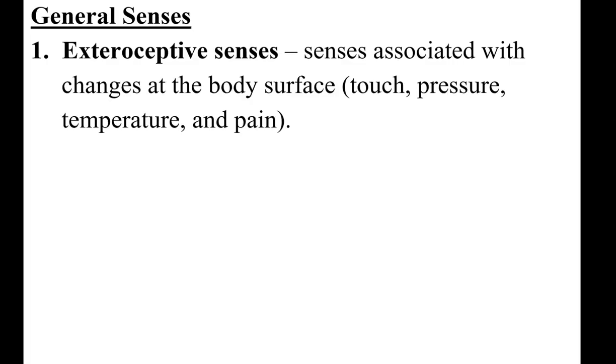Now with the general senses, you're going to have different types of senses that we're going to go over in detail here. These are going to be those with sensory receptors that are going to be widespread and associated within things such as, like we said, skin, muscle, joints, and the viscera. These senses are divided into three different groups. So you have your exteroreceptor senses that are associated with changes in the body surface. They include the sense of touch, pressure, temperature, and pain.